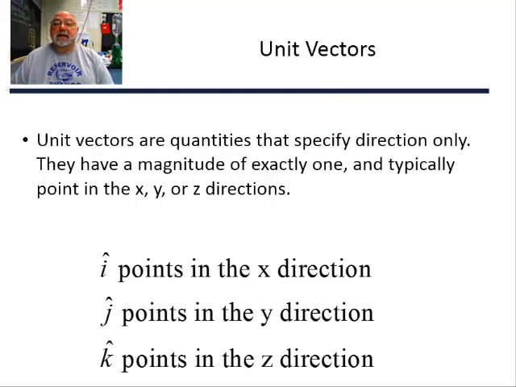They're quantities that specify direction only. The unit vector has a magnitude of exactly 1. That's what we mean by unit. And they're notated by the little hat, or some people call it the roof. I call it the hat. I hat, j hat, k hat. Okay, I hat is a vector that has a length of 1 and points in the positive x direction. J hat has a length of 1 and it points in the positive y direction. K hat has a length of 1, points in the positive z direction.